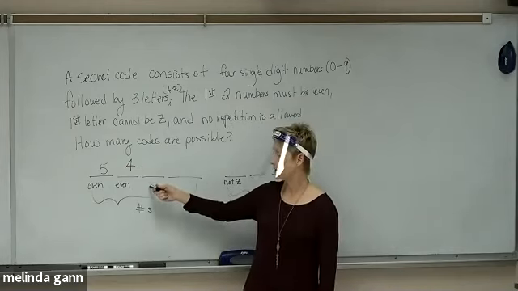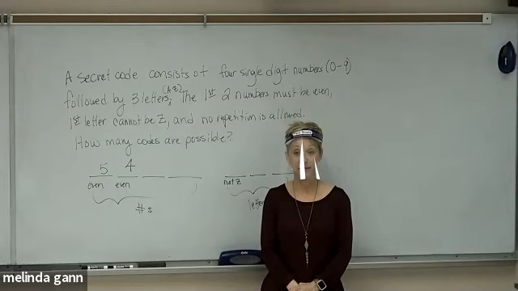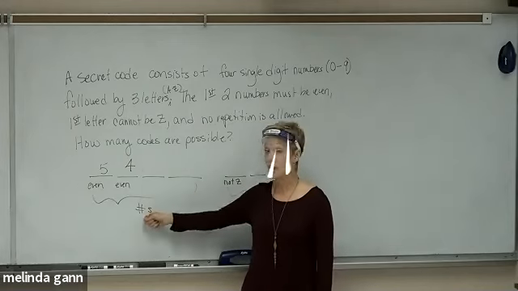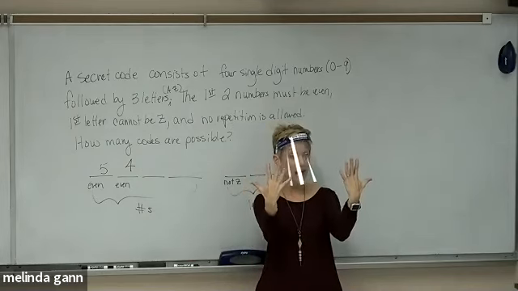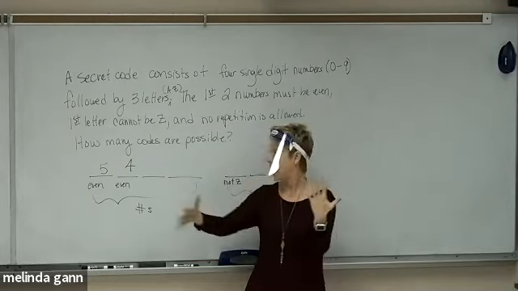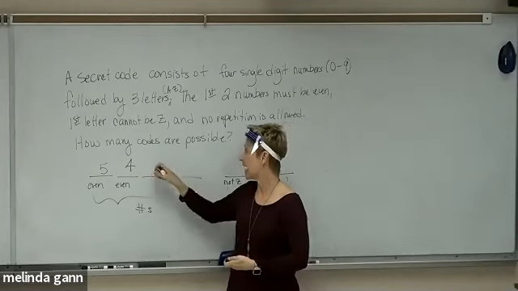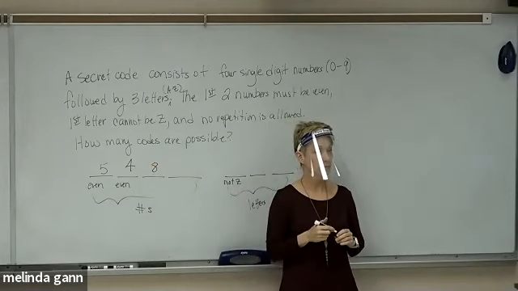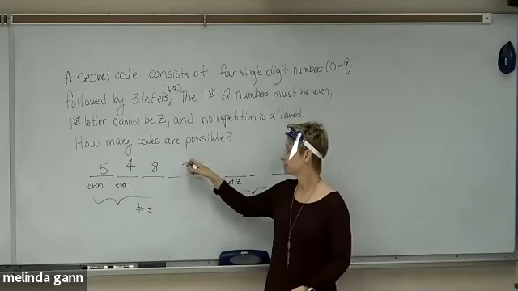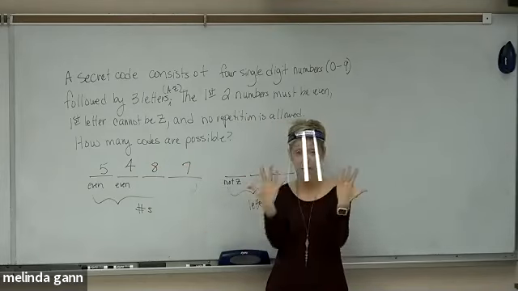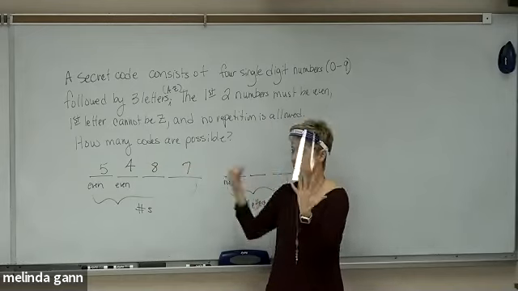How many choices will I have here? 8. Why 8? Because it's got to be a number, which means there are 10 choices, right? 0 to 9. But I've used 2 numbers, so they're gone. So that leaves me 8 possibilities. How many choices will I have for this number? 7. Because again, there are 10 single-digit numbers, but now I've used up 3.